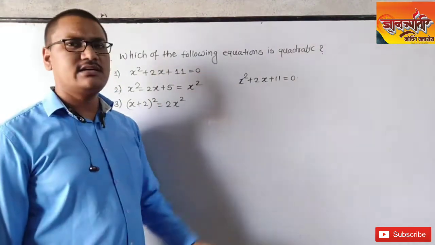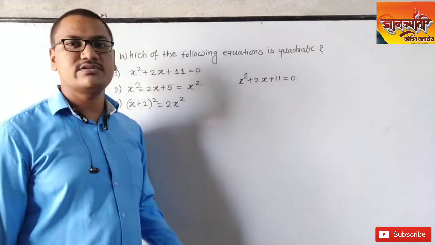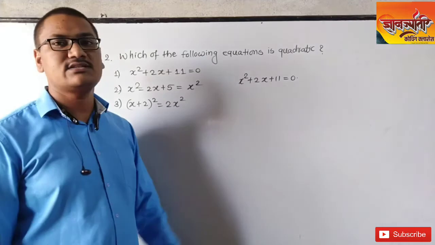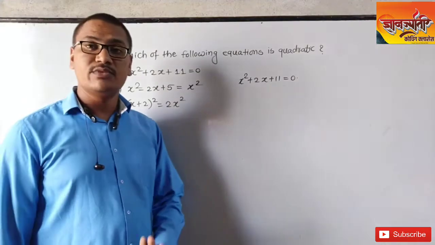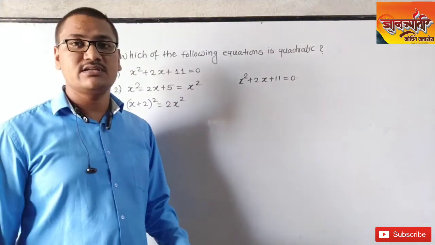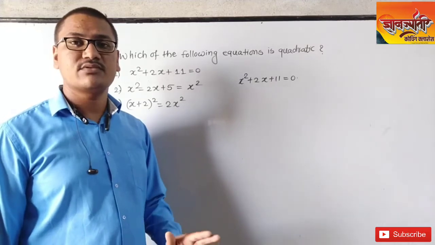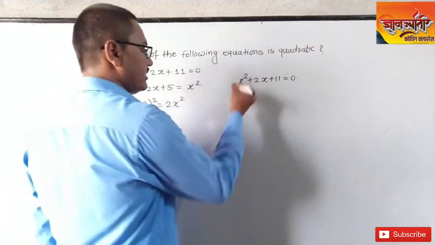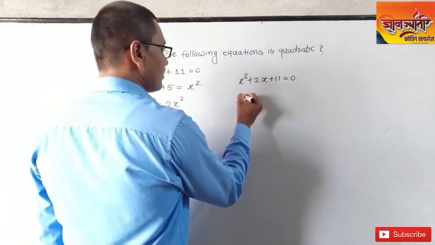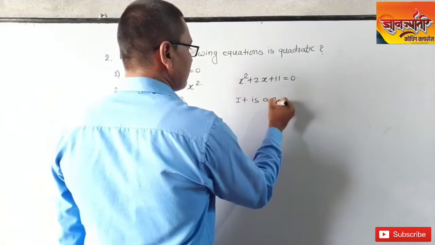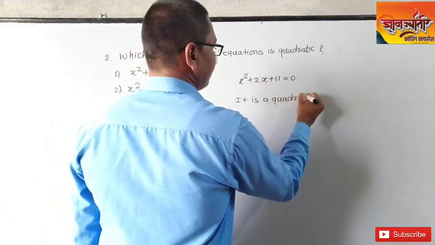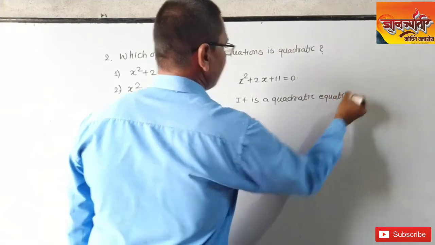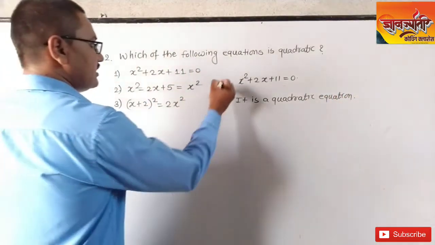How do we decide whether an equation is quadratic? It must have one variable and the highest index of the variable must be 2. Any equation satisfying this condition is a quadratic equation. Okay, now the second problem.